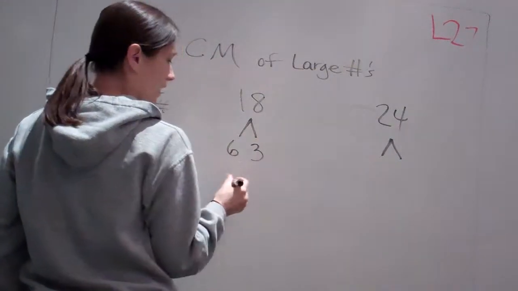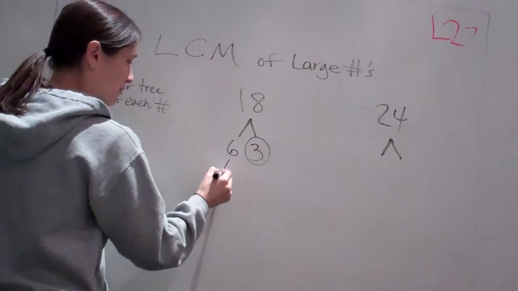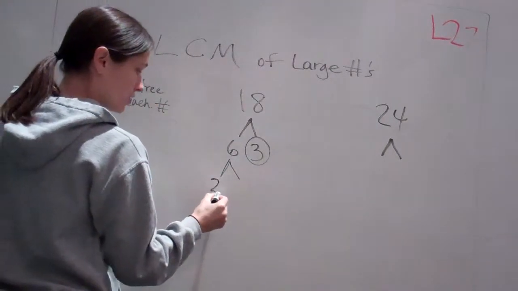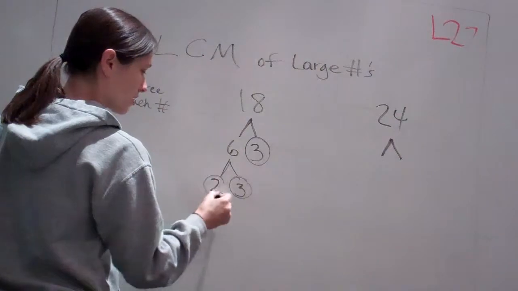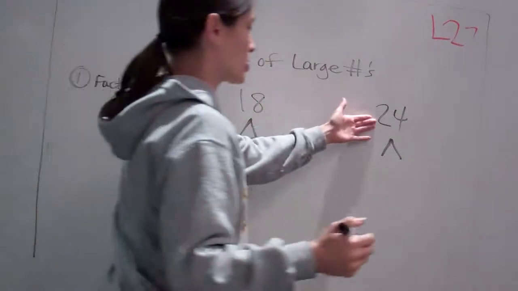6 and 3, okay. Any prime? That one's prime. All right, we got to keep going with our 6, 2 and 3, and both of those are prime. Very good.